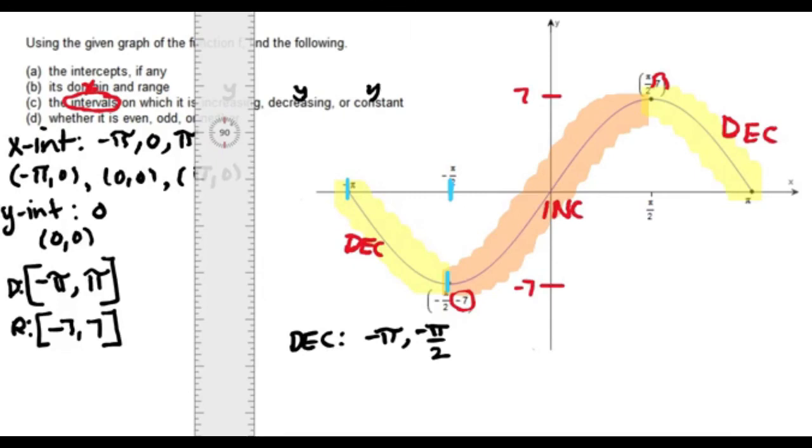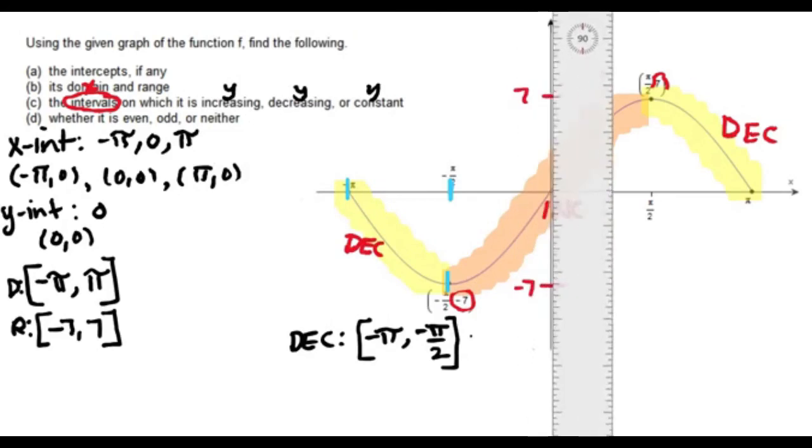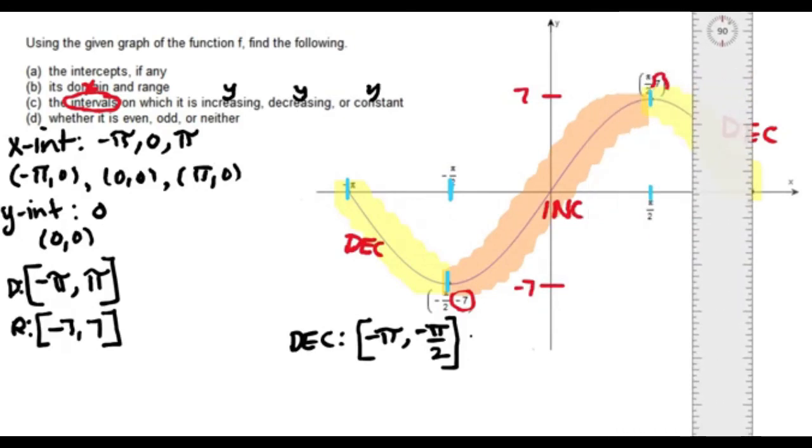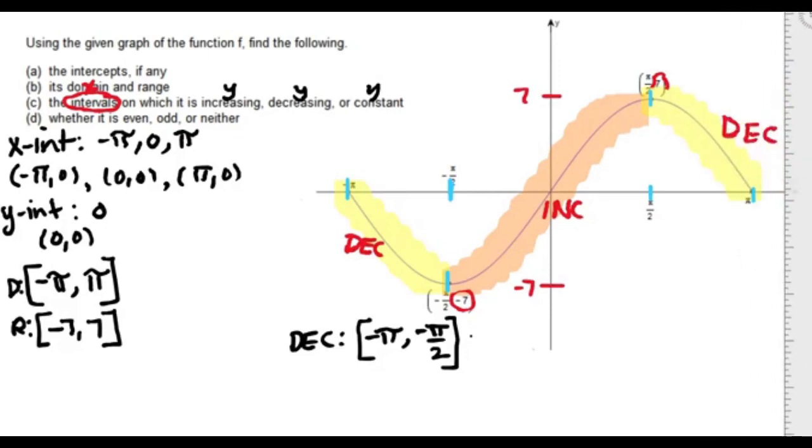So in my college algebra class, we would put parentheses, but in my precalculus class, we put brackets to include the endpoints. So these are the intervals of decreasing. We have one more interval of decreasing over here. It's going to start at this spot right here and end at this spot right here. So that interval of decreasing is starting at pi over 2 and ending at pi.